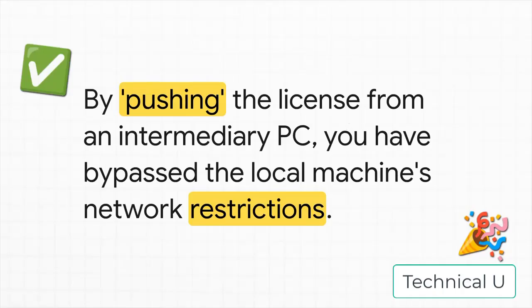So there you have it. By using that middleman PC to download the license and then push it to the target, you've completely sidestepped those network restrictions that were causing that awful forbidden error in the first place. It's just a clean, effective solution to a super common headache.